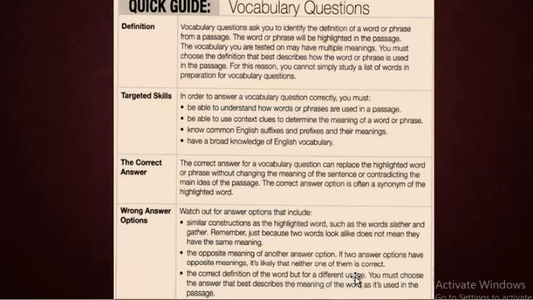And the third strategy: the correct definition or word but for a different usage. You must choose the answer that best describes the meaning of the word as it is used in the passage.